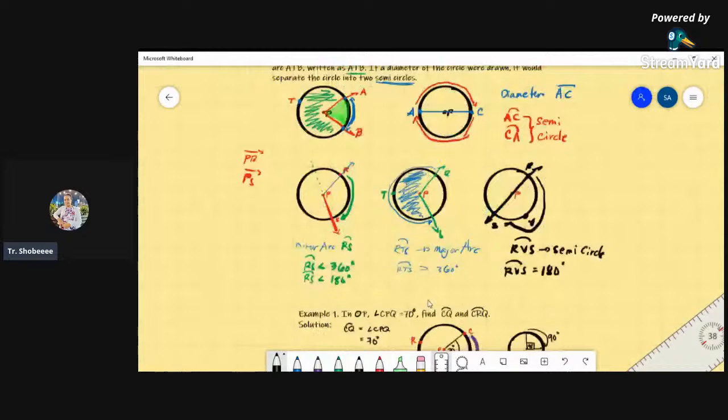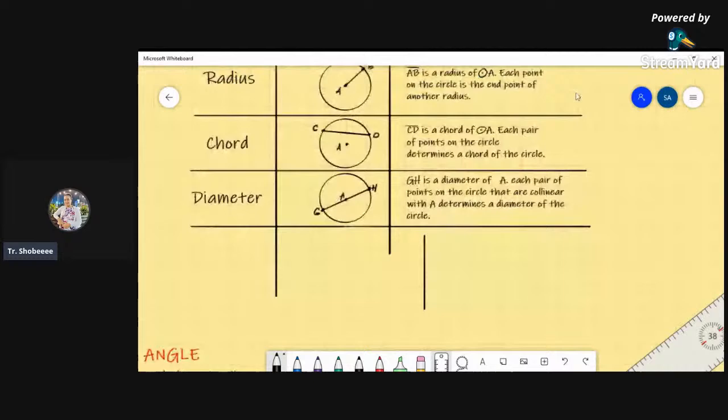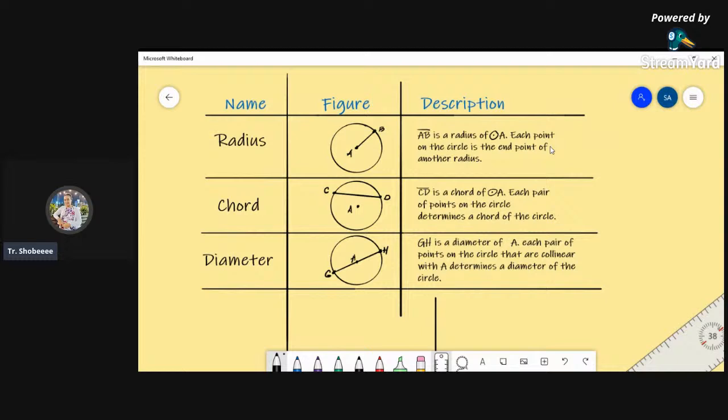Okay. So let's just discuss further what was discussed in the video earlier. We have 3 major things to remember for this lesson for this week. You have the radius, the chord, and the diameter. Why? These 3 play an important role in finding any measures inside a circle.